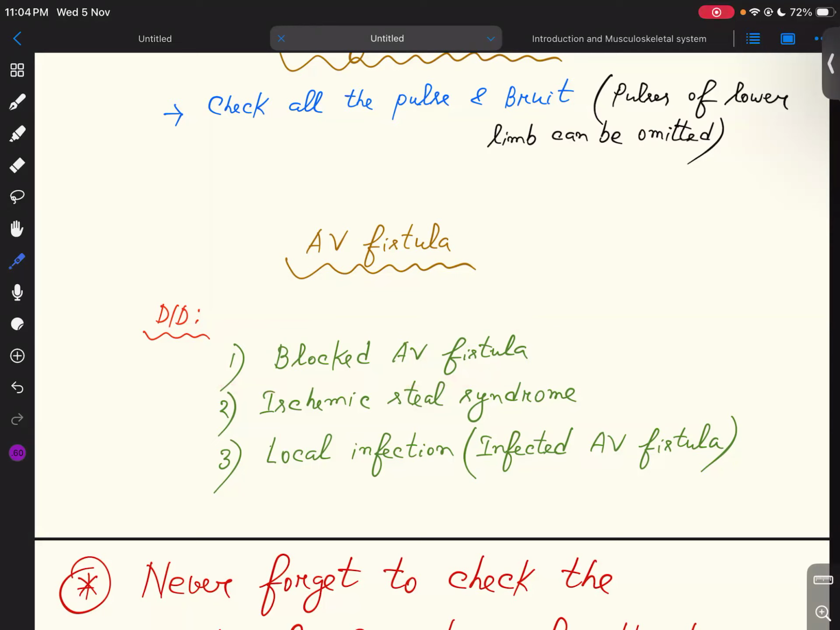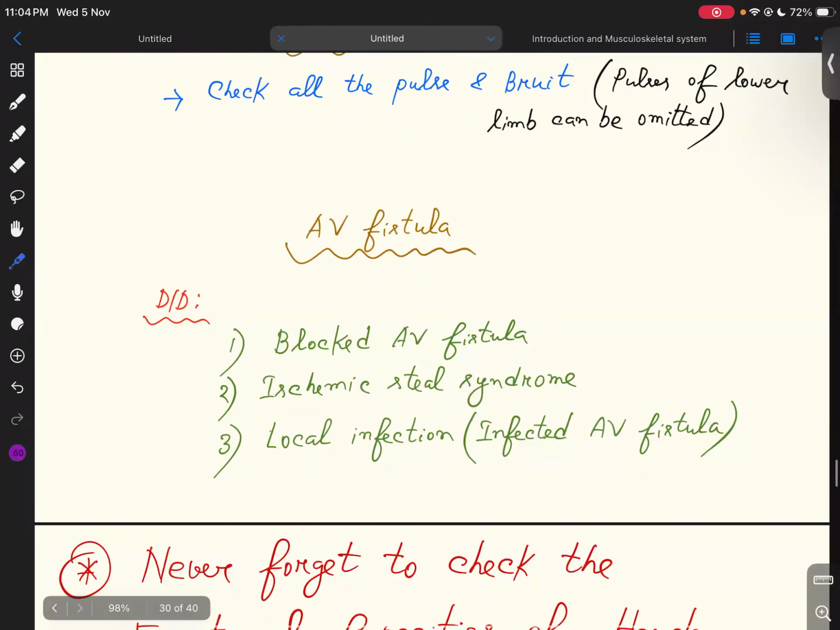Is it clear, Dr. Shubhadeep? Yes, thank you. Okay, doctor. Blocked AV fistula usually happens when the AV fistula is not being used for a long time. Yeah, that can happen.